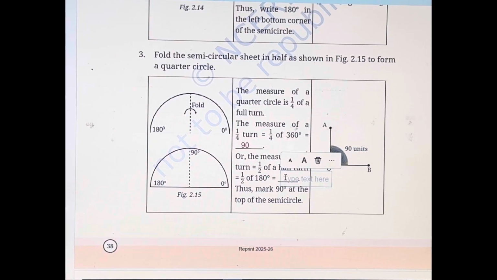So what we did actually here, we took a full circle, we divided it into half, we got 180, and further we divided that half into half. So half of half is 90 degree here. That is half of half means 1/4. So here we mark 90 degree at the top, where the crease line is, you can mark 90 degree.